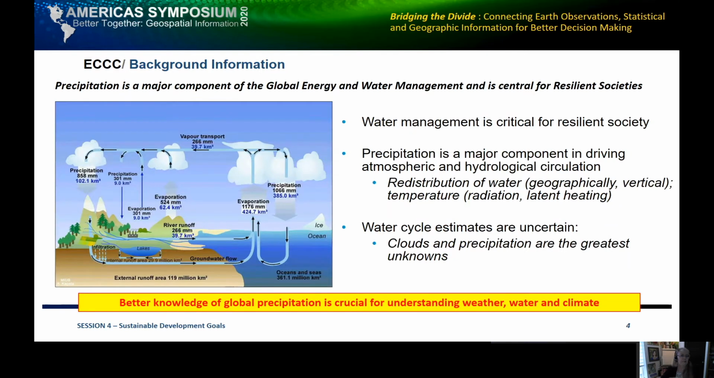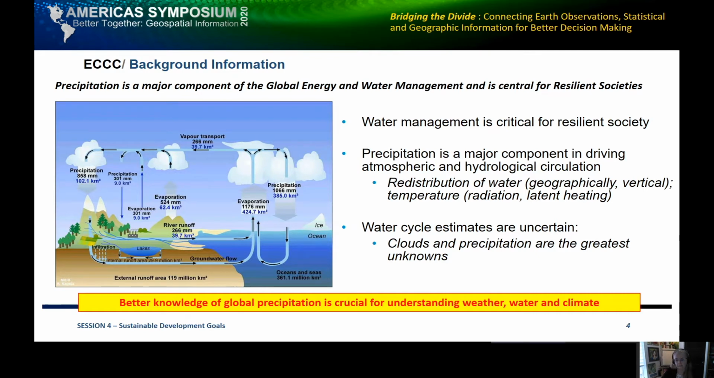So to start, water is a central element for life. Therefore, in the context of building resilient societies, water is a very important parameter. And what redistributes water in the planet is precipitation. So precipitation becomes then a central element if we want to think about, understand, forecast, and manage the water resources.